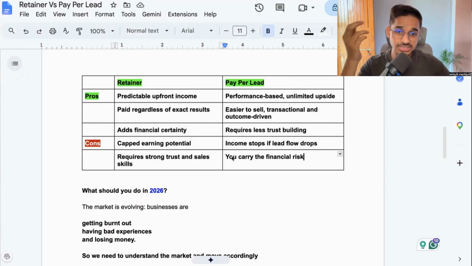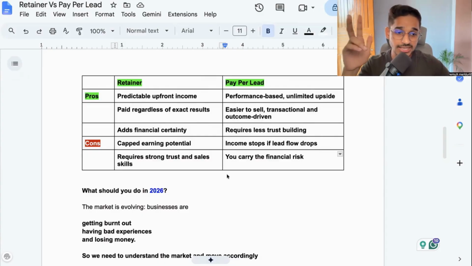When it comes to the disadvantages and cons, your income stops if the lead flow drops. So for example, let's say one month you bring them 30 leads, you get to make, let's say, $1,300 or $1,500 from that one single client. Let's say the next month you only get them 20 leads, then your income drops to only $1,000, or let's say $800, right? So your income can literally drop if the performance is not there, okay? Because it is completely result based.